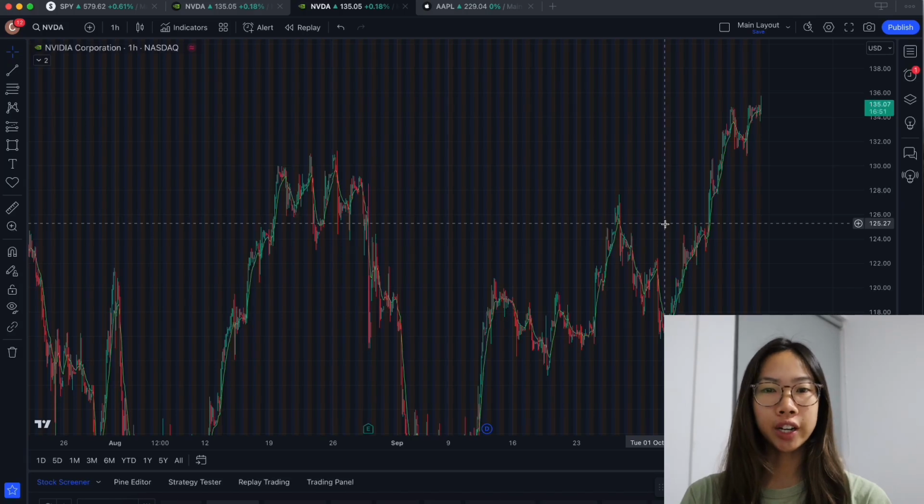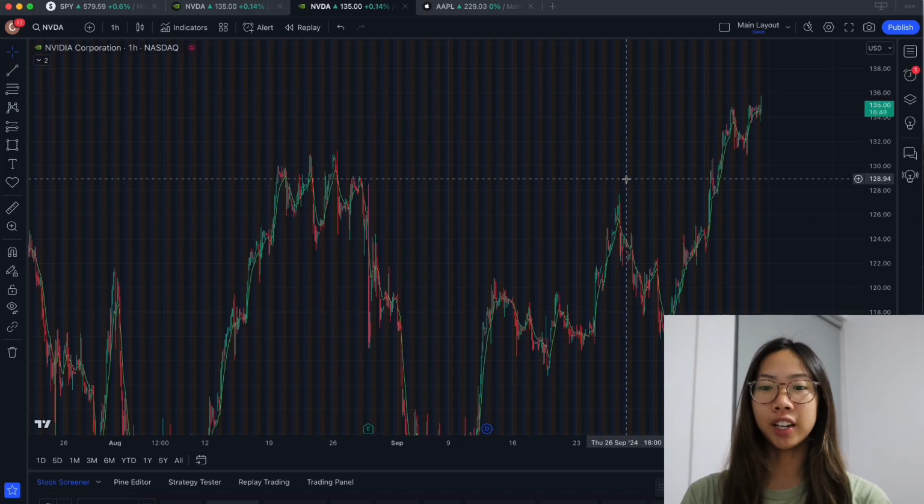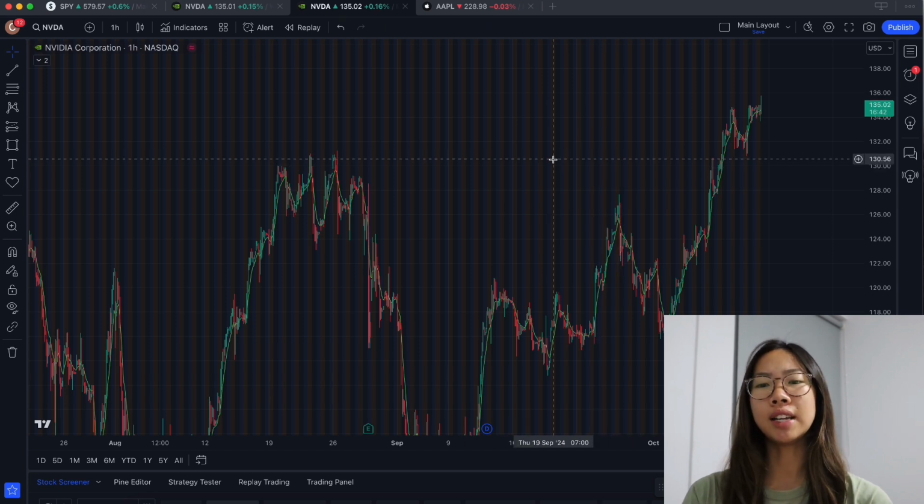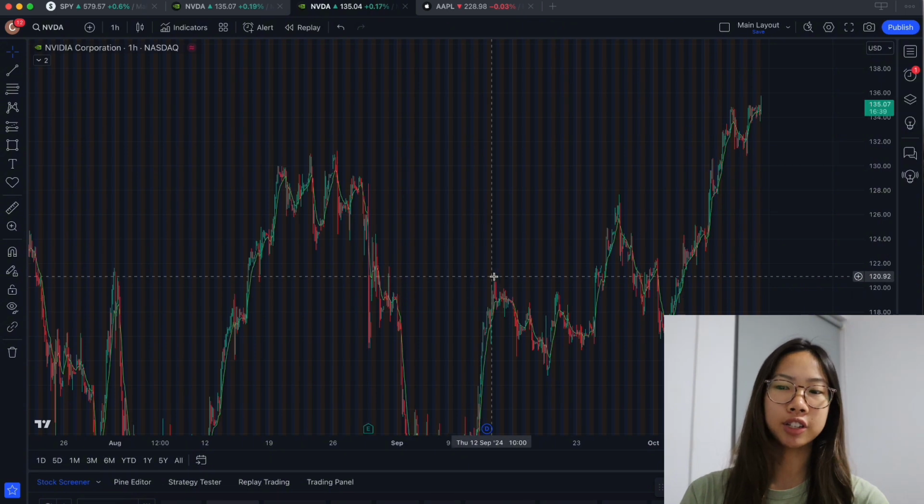I want to go over a trade I took this week. This is for Nvidia. I did trade Nvidia twice this week. There was just very good price action. So how I like to trade is I usually just like to go on the bigger time frame.